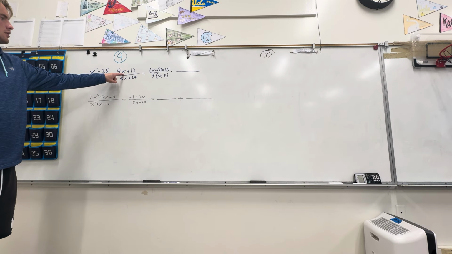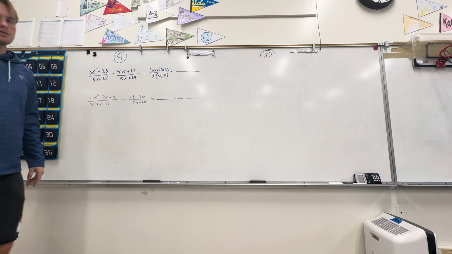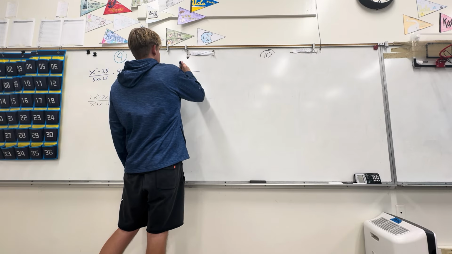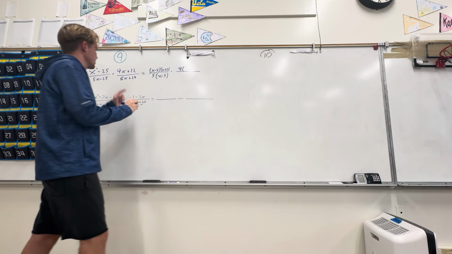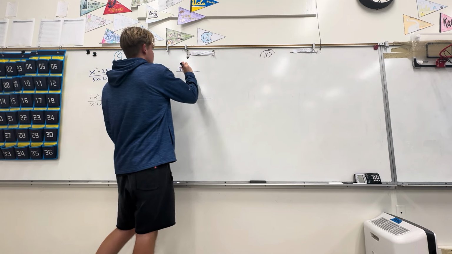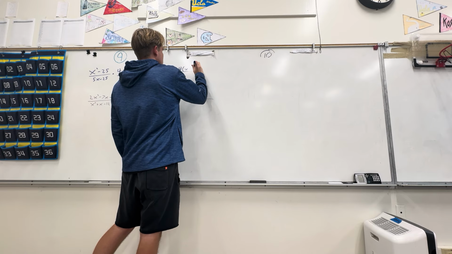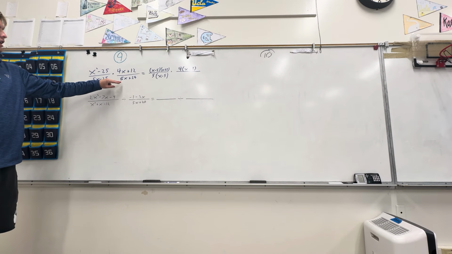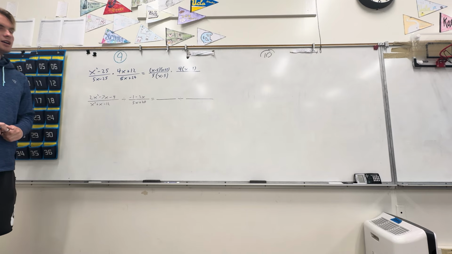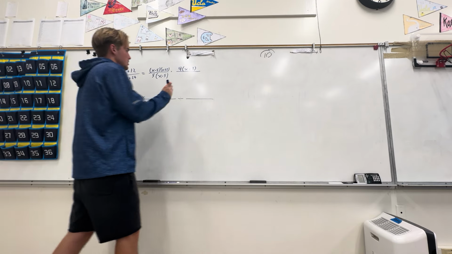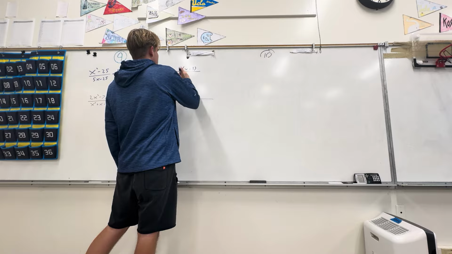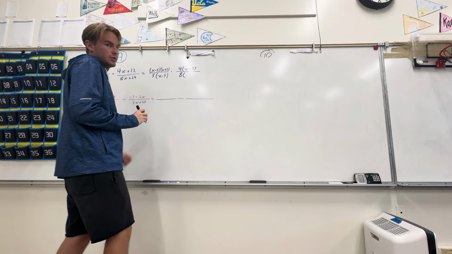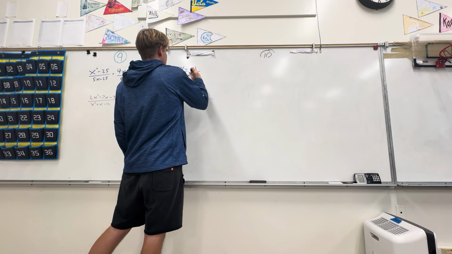Here, they both have a greatest common factor of 4, so you're going to factor out a 4. And then when we do that, we're left with x plus 3. And then down here, what's the greatest common factor? It's an 8. So I'm going to factor out an 8. And I'm left with x plus 3.